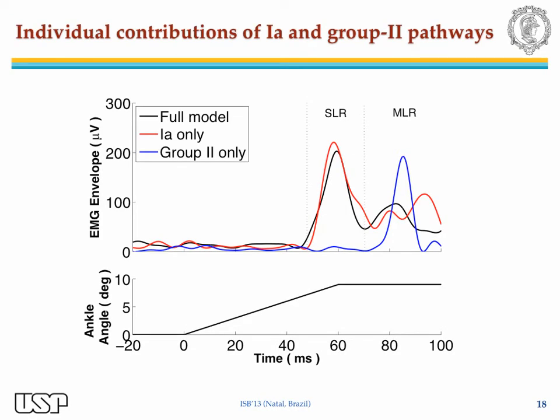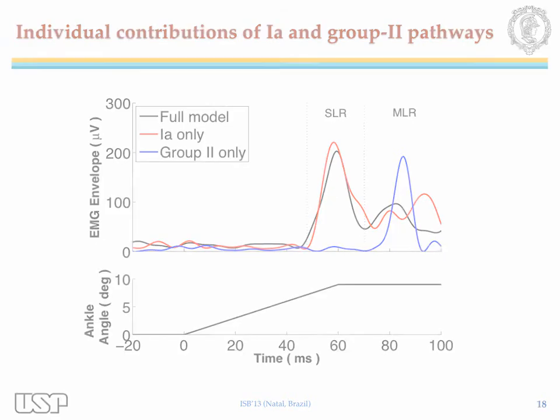And finally, we have investigated the individual contribution of each pathway to the stretch reflex. As you can notice in the red curve, when the proprioceptive feedback is provided exclusively by 1A afferents, both SLR and MLR responses are generated. However, if the 1A afferents are turned off, so that the feedback is provided exclusively by type 2 afferents, here in blue, only the MLR component of the stretch reflex is generated.